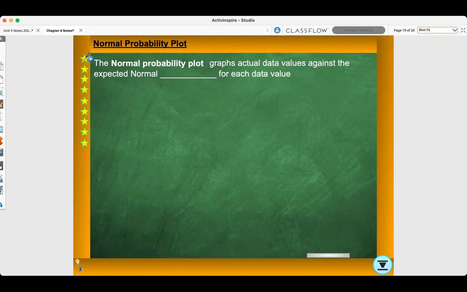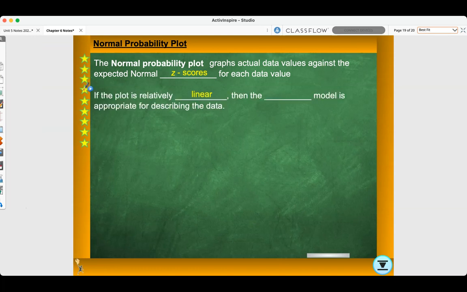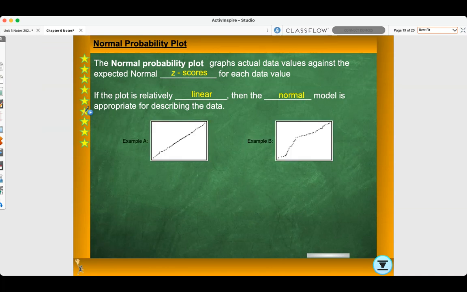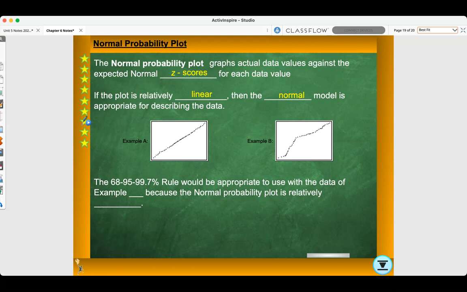Normal probability plot. A normal probability plot graphs actual data values against the expected normal z-scores for each data value. If the plot is relatively linear, then the normal model is appropriate for describing the data. So here I have example A and example B. Example A is relatively linear, so the normal model would be appropriate for describing this data. However, example B is not relatively linear, so the normal model would not be appropriate. The 68, 95, 99.7 rule would be appropriate to use with the data in example A because the normal probability plot is linear.